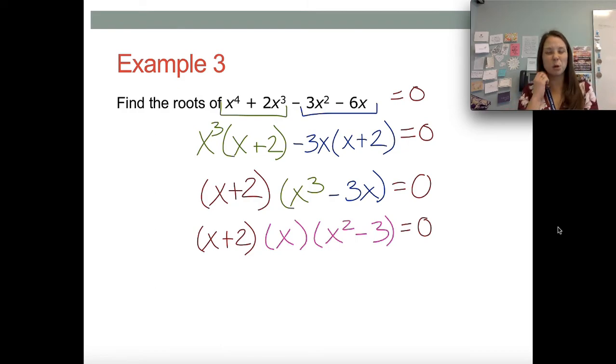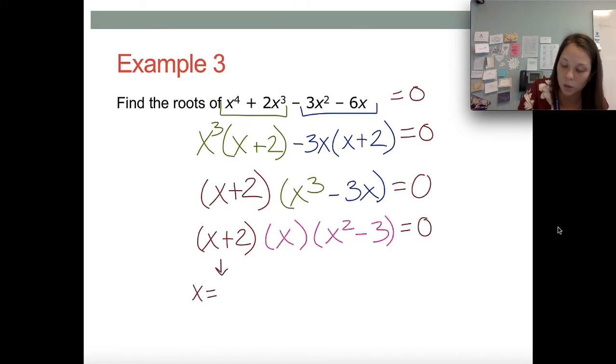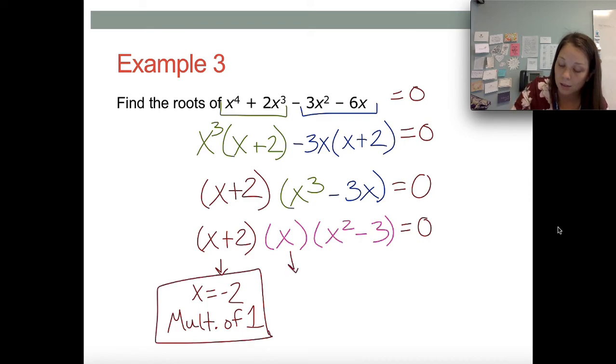So now everything is pretty much as factored as possible, so now I can begin solving each of these factored pieces for x. X plus 2 means x is going to equal negative 2, and that has a multiplicity of 1, because it only occurs once. X is going to give me x equals 0, which has a multiplicity of 1, because it only occurs once.